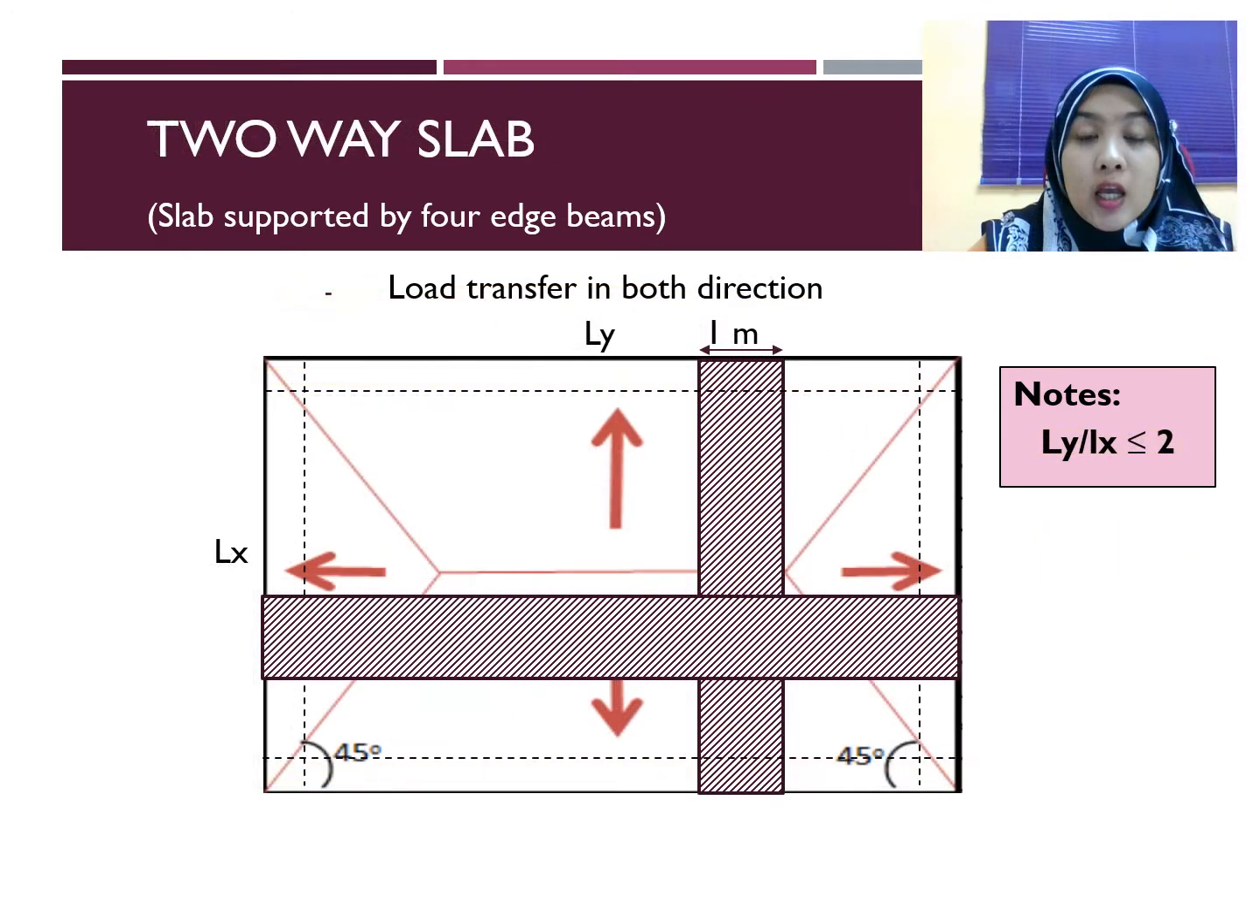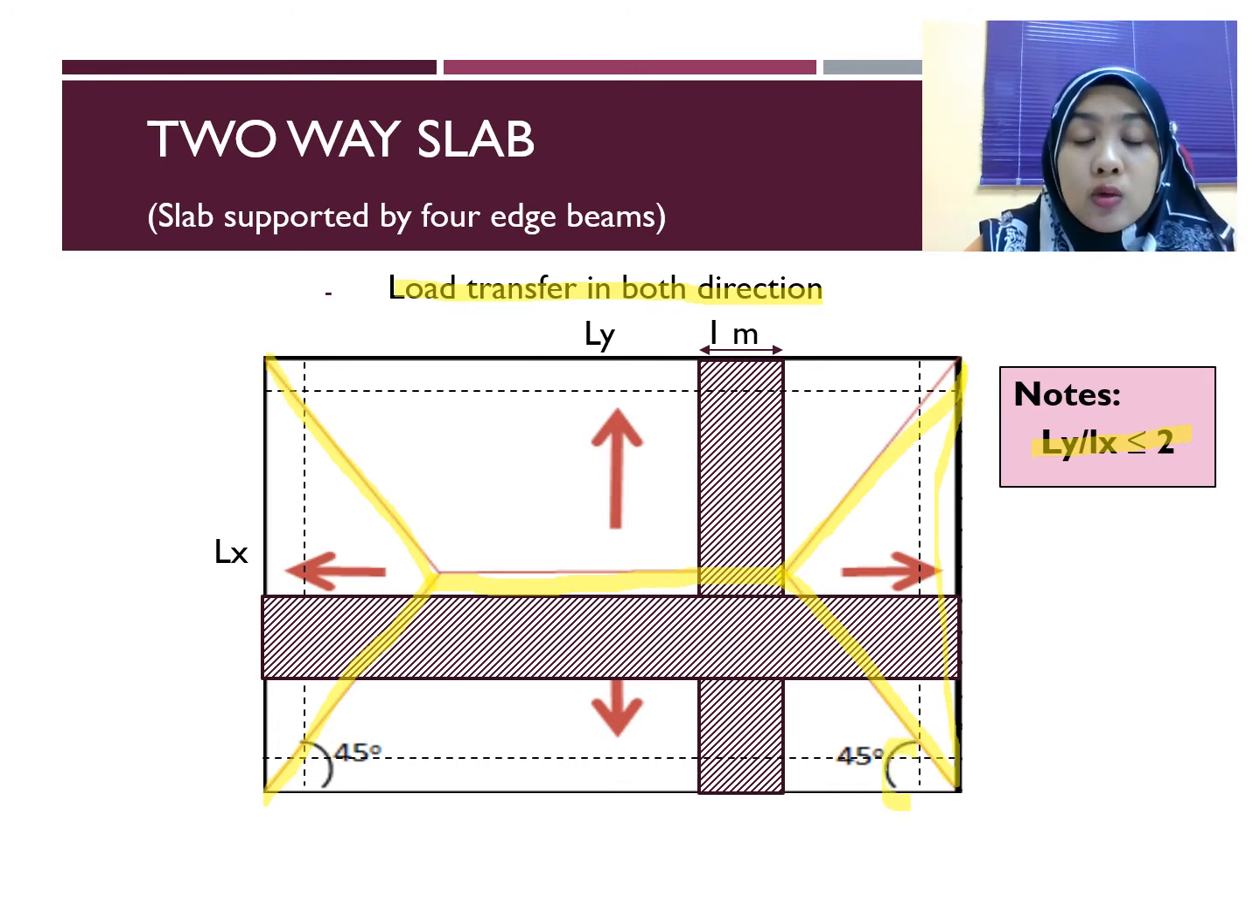Okay, so next is for two-way slab, which is slab supported by 4 edges beam. So load transfer is in both directions. First of all, you need to make sure that Ly over Lx of the slab is less than or equal to 2. Then it becomes two-way slab. The load distribution in two-way slab, for longer span, is trapezoidal shape, while for shorter span, it is triangle shape. The angle is 45 degree.